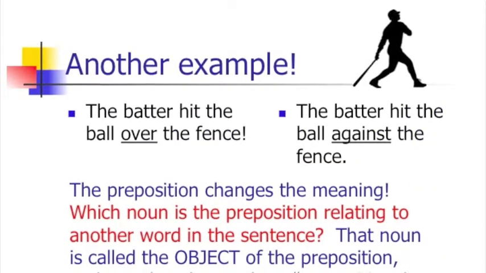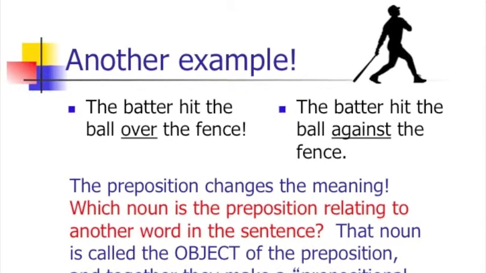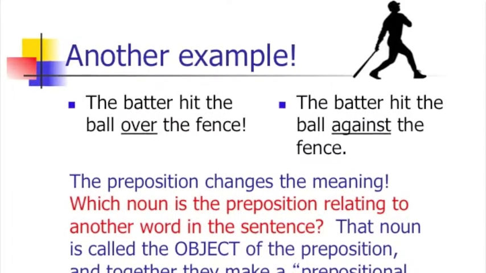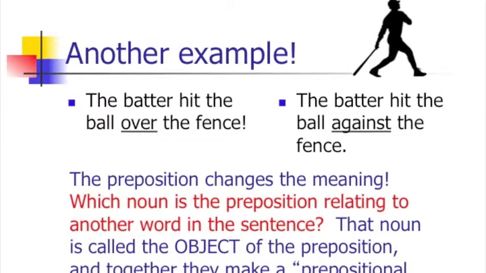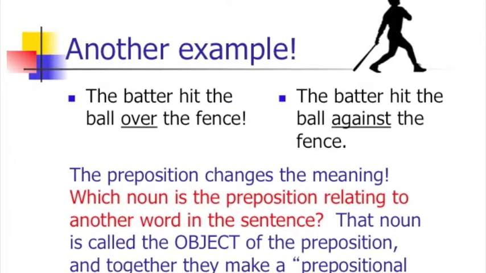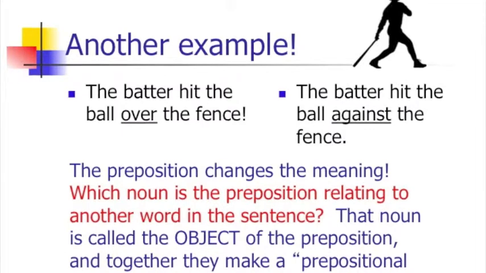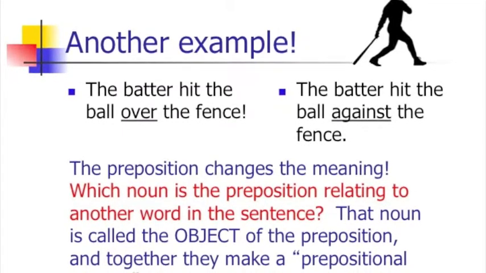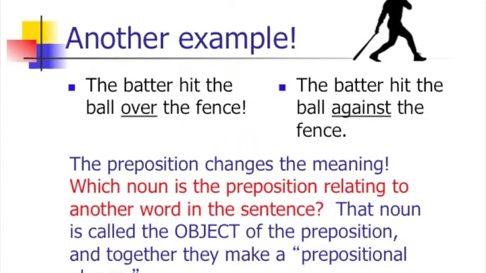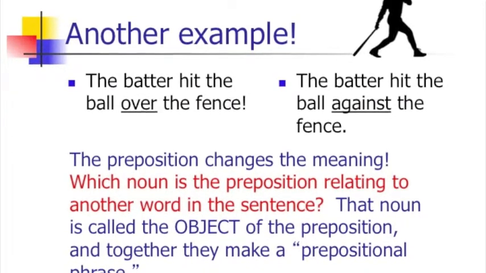In our next examples, the words over and against are both prepositions. The batter hit the ball over the fence and the batter hit the ball against the fence. Not only does the preposition change the meanings, similar to the way that it changed the meaning in our previous example, but we're still relating one word in the sentence to the rest of the sentence, or showing some kind of relationship or connection between one part of the sentence and another. So my question for you is, which noun is the preposition relating to another word in the sentence? Think about it.